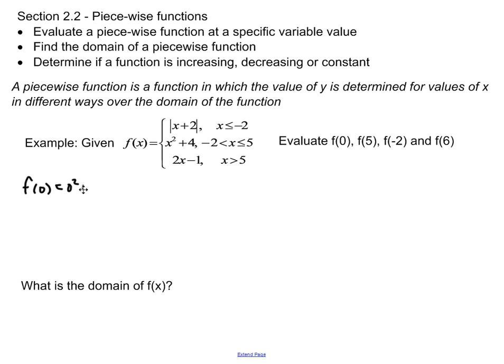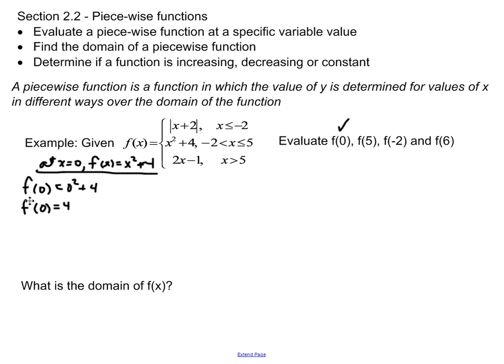And that's it. We don't use the other pieces because 0 is not a number that's less than or equal to negative 2 and not greater than 5. So if we evaluate that, we find that f of 0 very simply is equal to positive 4 because we use this second piece right here. The way we think about this is at x equals 0, f of x is specifically the function x squared plus 4. That's all it looks like as far as x is concerned. So f of 0 would be equal to 4.